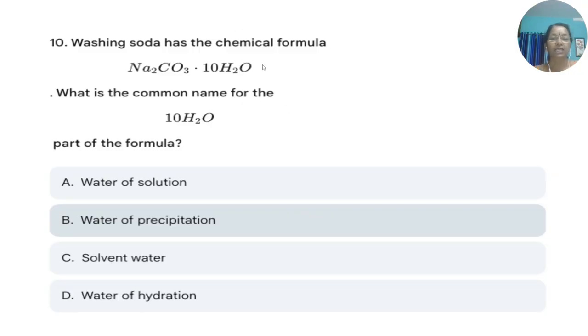Next, washing soda has the chemical formula Na2CO3.10H2O. What is the common name for the 10H2O part of the formula? It is not this, not this, not this. Water of hydration is the correct option here. It can be water of hydration or water of crystallization. Both are correct answers. Water of crystallization or water of hydration, option D.